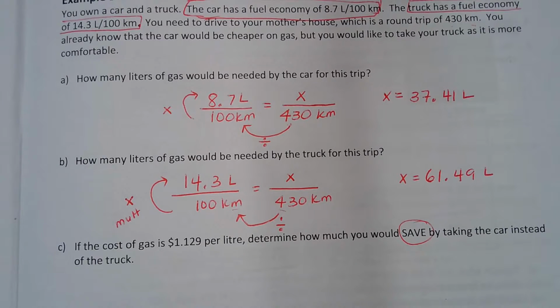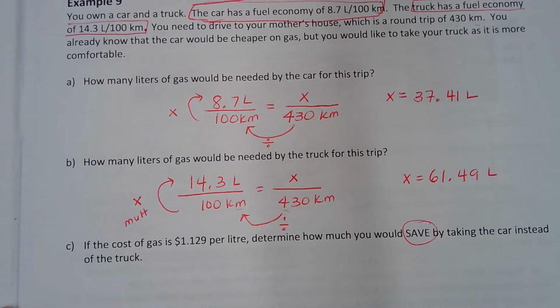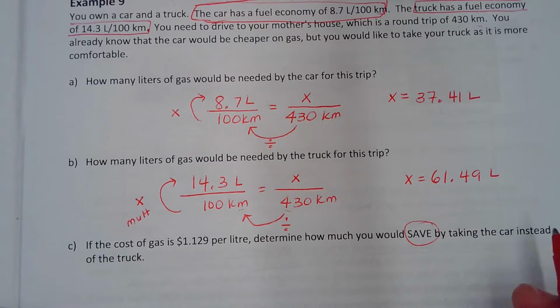You have something? Subtraction. Okay. What are we subtracting? 37.41 minus 61.49. Either one. Yeah, subtract it. So that's the amount of liters that we saved, right? And then, how much would you save in terms of cost?